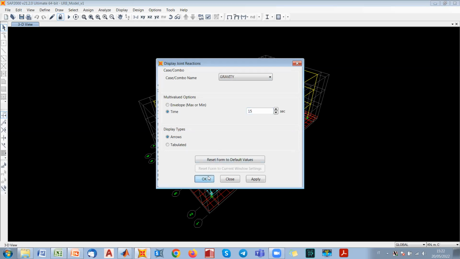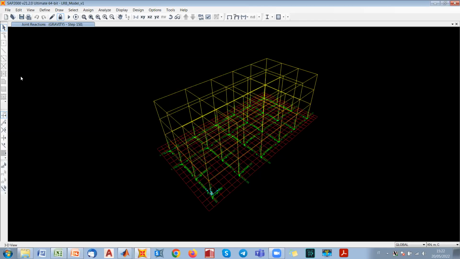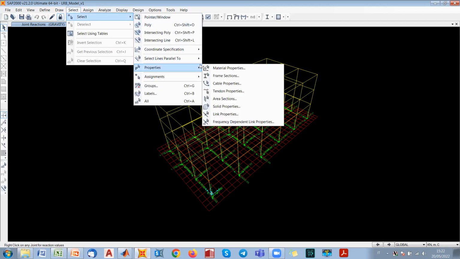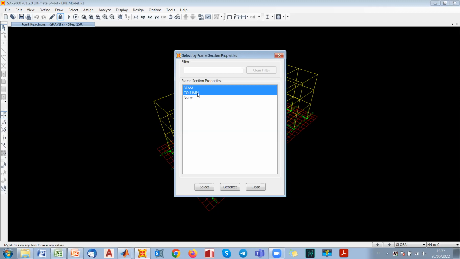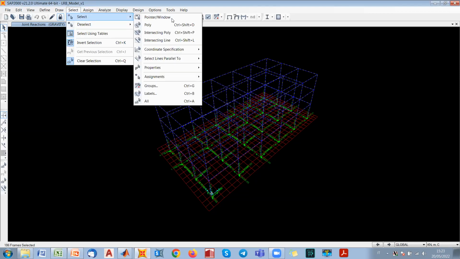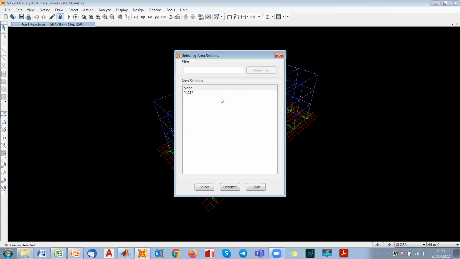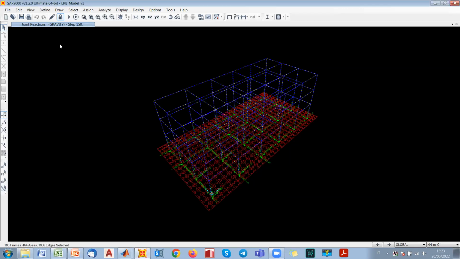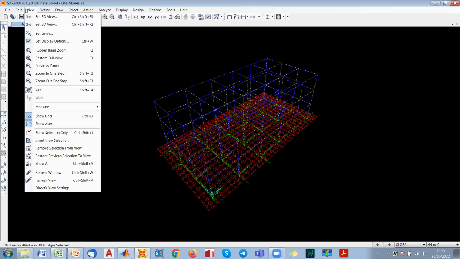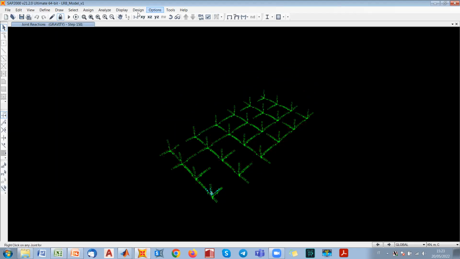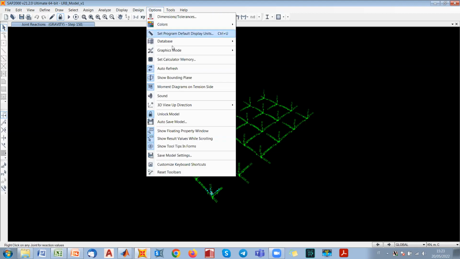Okay, let's see. These are the values, and I just want to forget about everything else and see the values. So I just want to select frames, both columns and also the plate. So properties, area section, the plate, select, and this is show, remove selection from view. Okay, perfect. So let me go into the direct text.